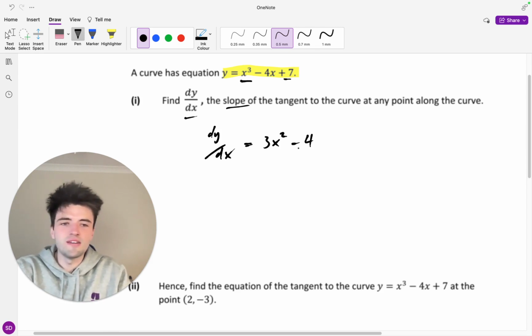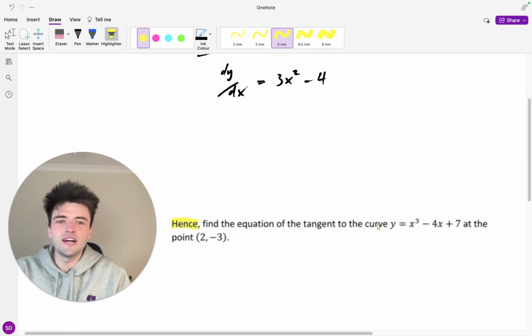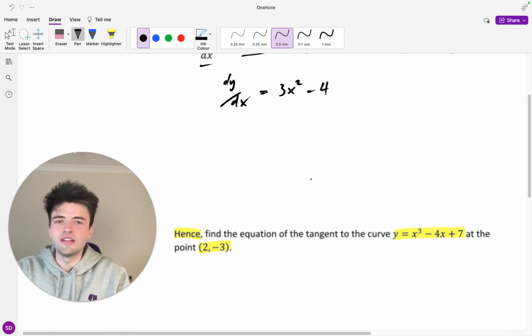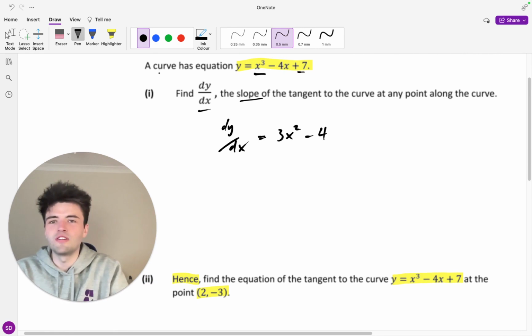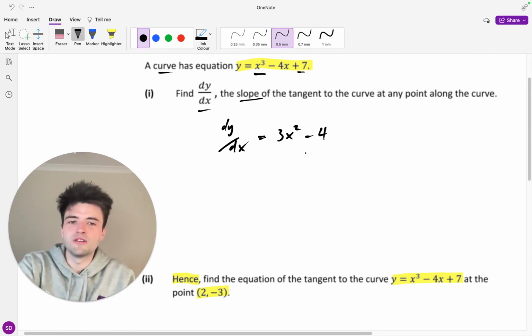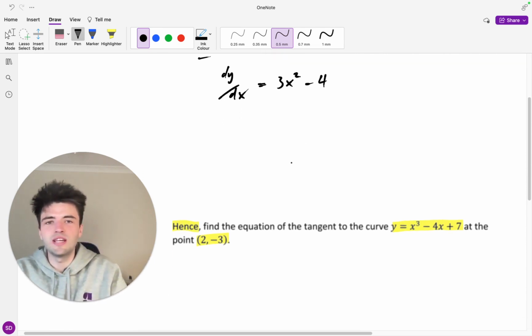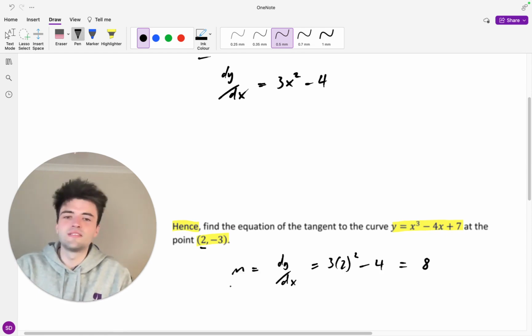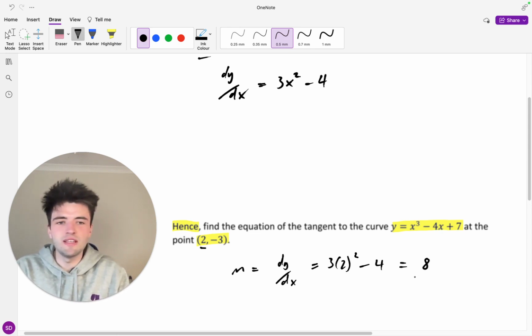Moving on to the second part now, we're asked to hence find the equation of the tangent of the curve that we differentiated above at the point (2, -3). This is going to incorporate some skills from coordinate geometry to find the equation of a line given a point on the line, and also the slope. We know that dy/dx for our curve is the slope, so that's going to be 3x squared minus 4. Our first step here is to plug in our x coordinate, which is 2, into this dy/dx equation to find out what the slope is. So m, the slope of our tangent, is just going to be 8, because we've got 3 times 2 squared minus 4, which is 12 minus 4, which is 8.